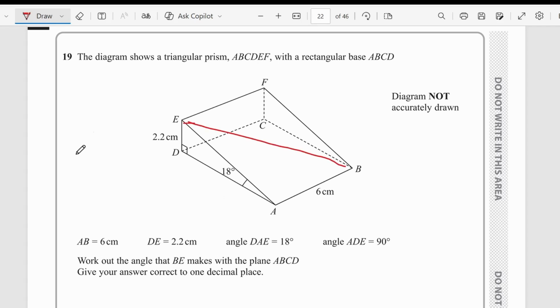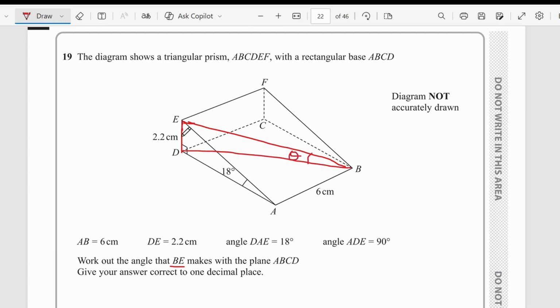Now, whenever any line is making an angle with a plane, first of all, from the top point, we will draw the perpendicular. So we'll take the perpendicular, this one. This perpendicular is from E to D. Now we'll join this point where the perpendicular is drawn with B, like this. So it means that we have to find this angle. We say it theta or x.